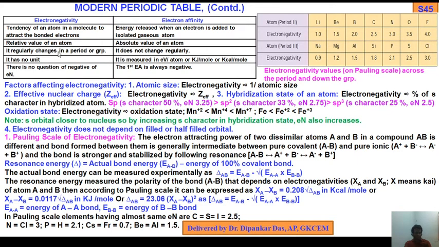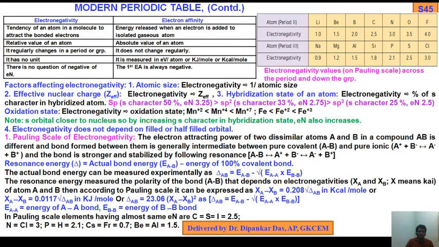Electronegativity regularly changes in a period or group. Electron affinity does not change regularly. Electronegativity has no unit, while electron affinity is measured in electron volt per atom or kilojoule per mole, kilocalorie per mole. There is no question of negative electronegativity, but the first electron affinity is always negative.